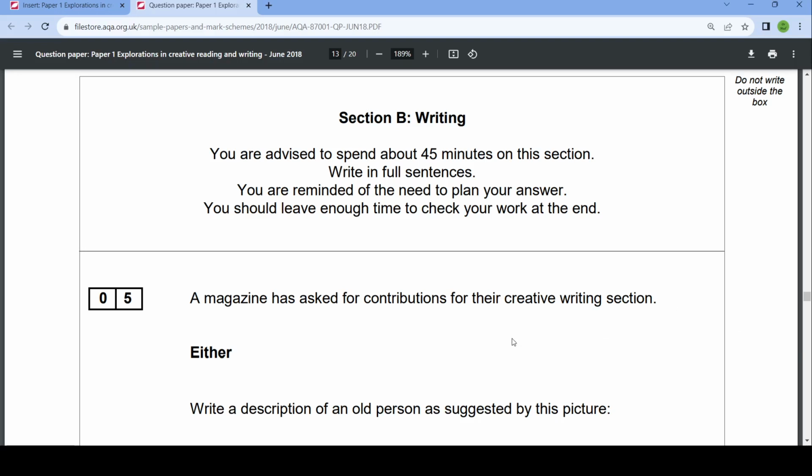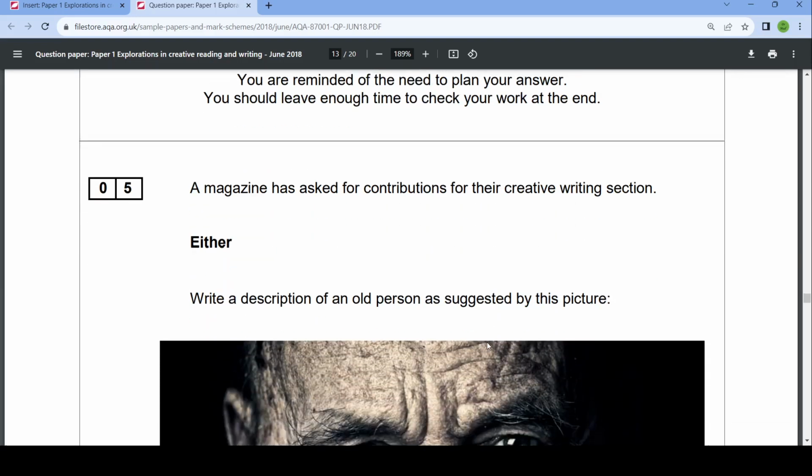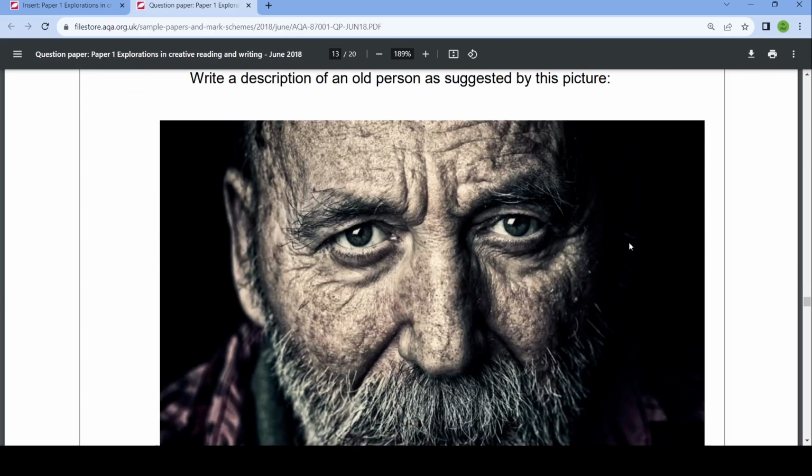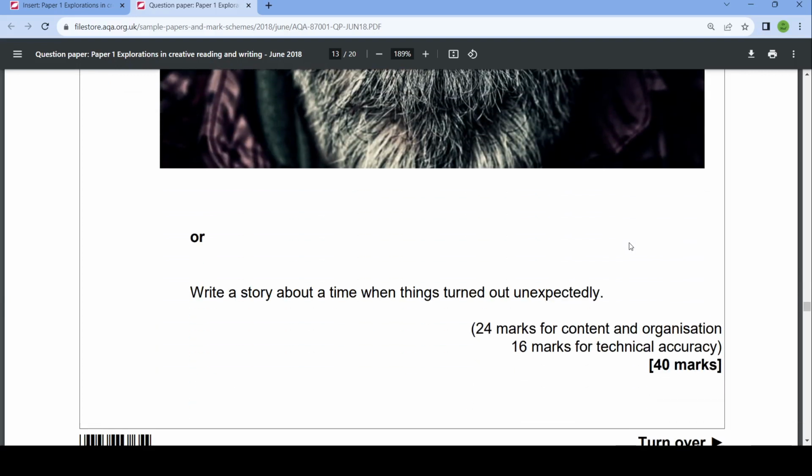I mean, you don't need to worry too much about this really, but basically the important point is that it says here, either write a description of an old person as suggested by this picture, okay, or write a story about a time when things turned out unexpectedly. And it's 24 marks for content and organization, 16 marks for technical accuracy. So in other words, 60% for content and 40% for grammar, as discussed in the video on the assessment objectives and success criteria.